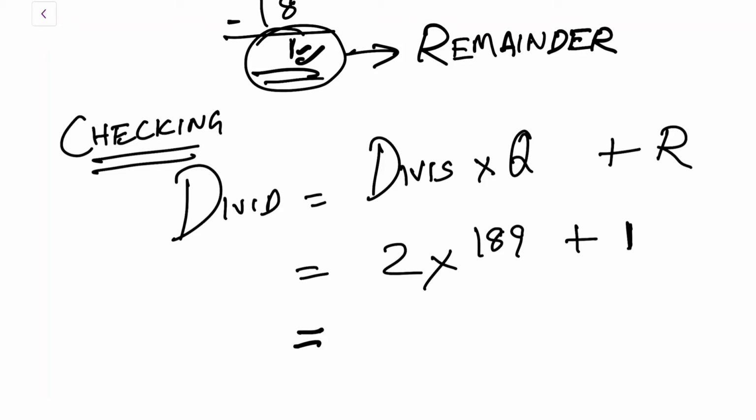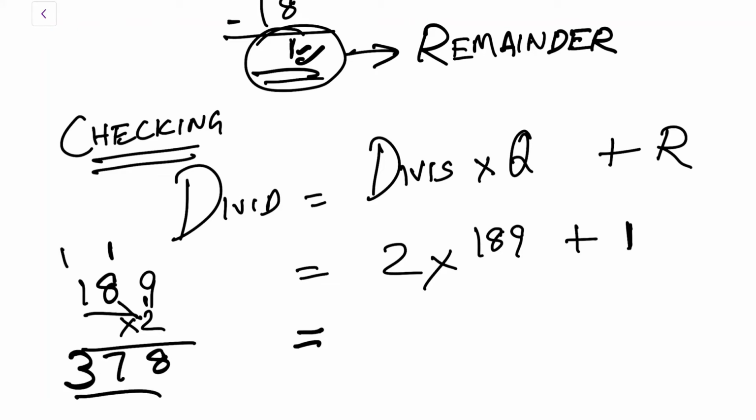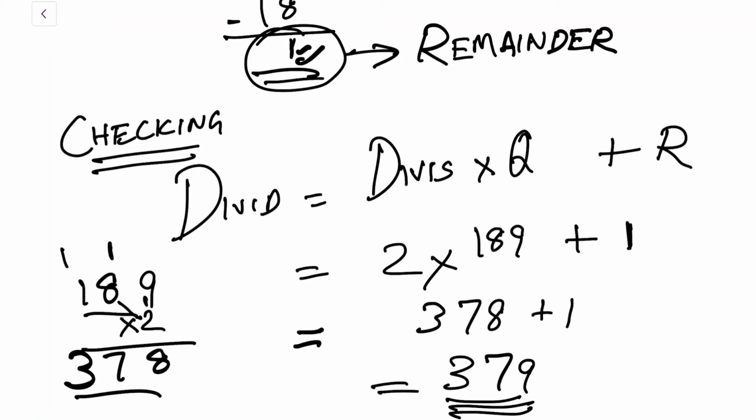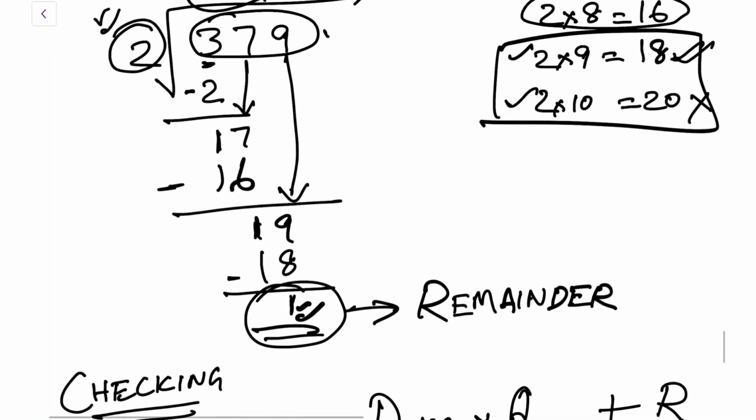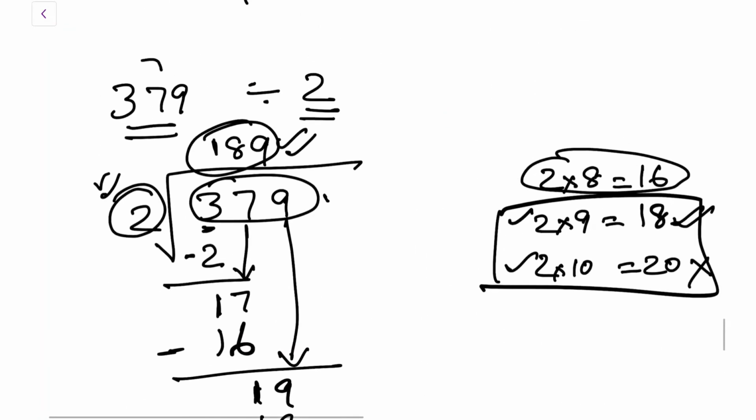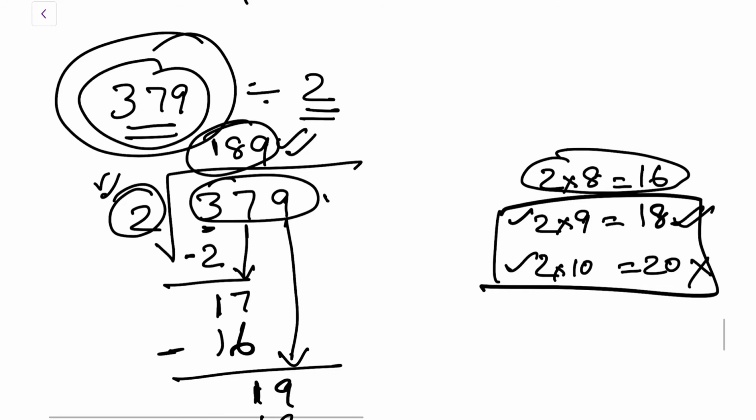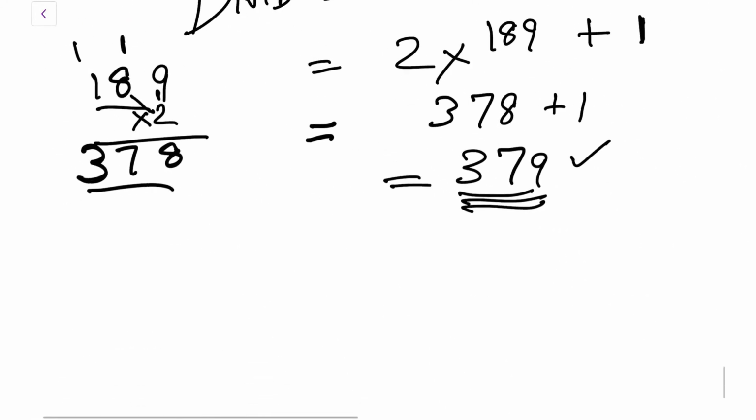So 189 into 2. What is 189 into 2? 9 2s are 18. 8 2s are 16 plus 1, 17. 2 1s are 2 plus 1, 3. 378 plus 1, that is 379. Is 379 your dividend? Let's check. Yes, we got 379, which is your dividend. So the answer is correct. This is how you can do the checking as well.